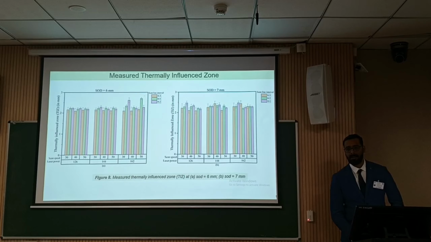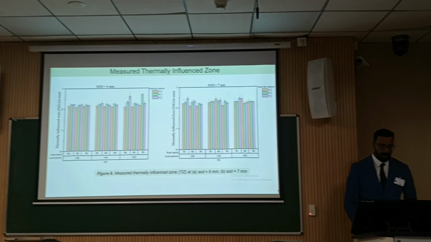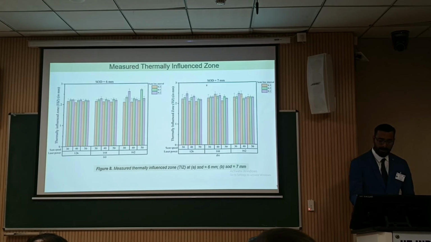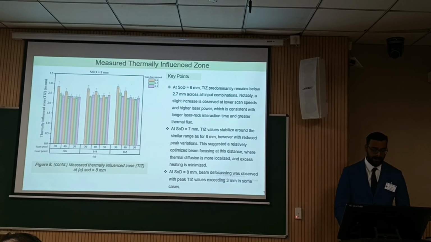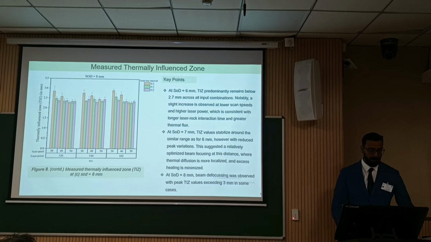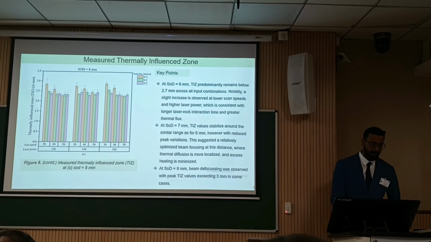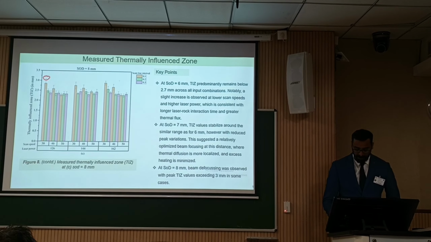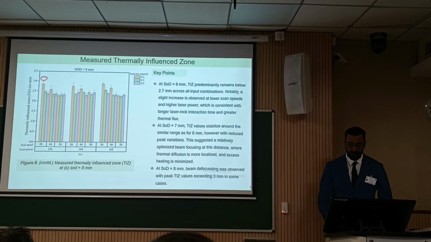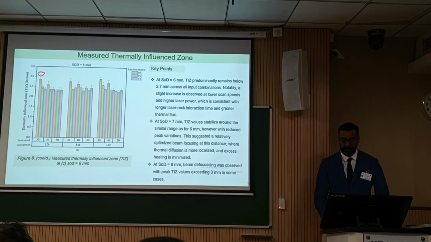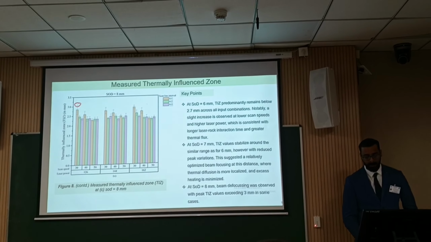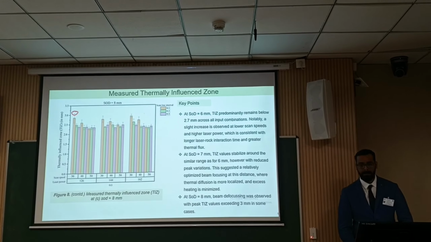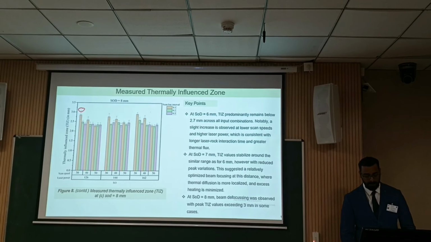Here I present my measured thermally influenced zone values at the 3 SODs, where we see lesser peak variability at the SOD value of 7 mm in comparison to 6 mm. And at 8 mm, we had more variabilities in the peak values of TIZ, with some values crossing 3 mm, but that is also attributed to the defocusing of the lens and heat diffusion on the top surface. At 6 mm, we had the maximum TIZ predominantly below the value of 2.7 mm, and at 7 mm, we had better peak stability of the thermal influence zone.